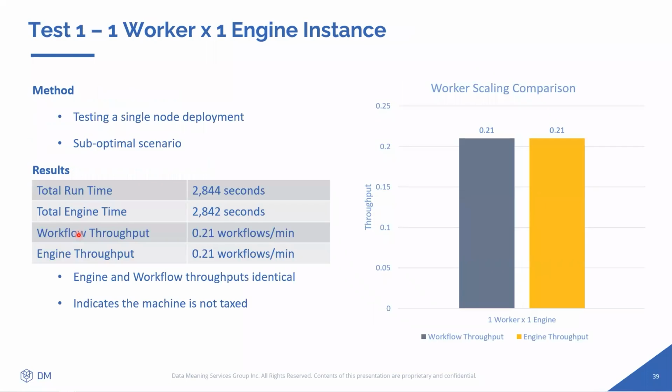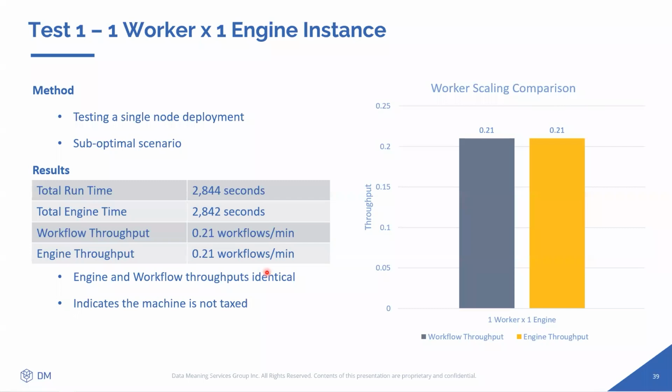For the first one, we are actually using a suboptimal scenario. The best practice is that one worker can run 2 engines at the same time. So let's start using one engine. What you can see here is that it runs smoothly. The machine is not taxed, so the engine and workflow throughputs are identical.